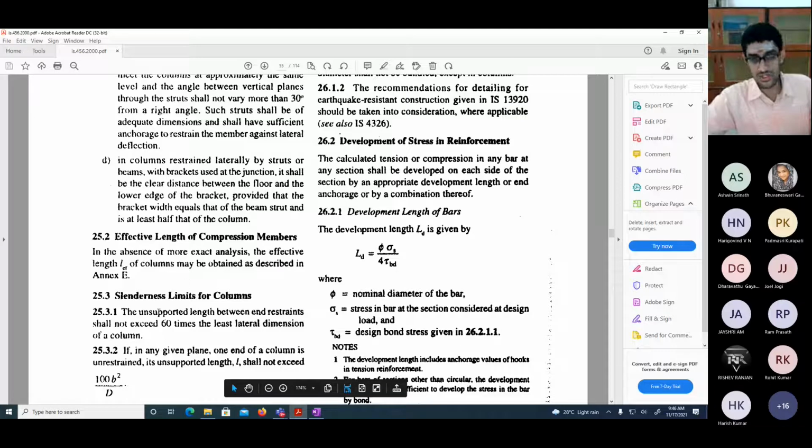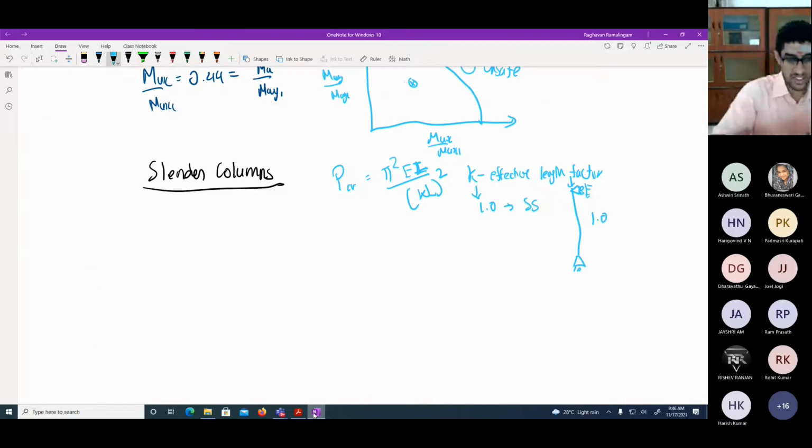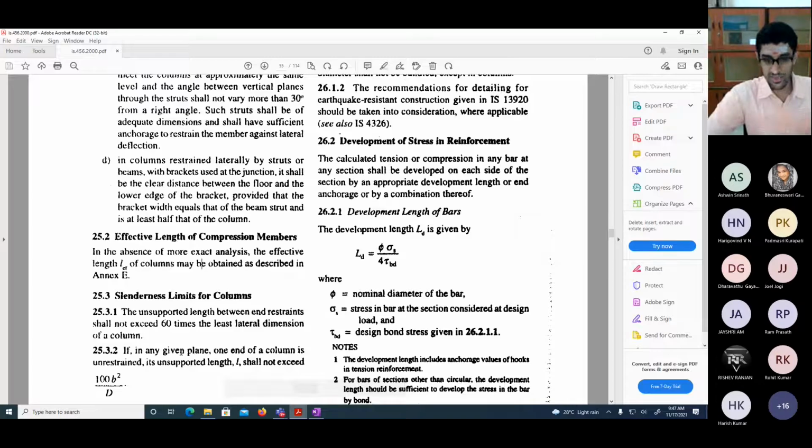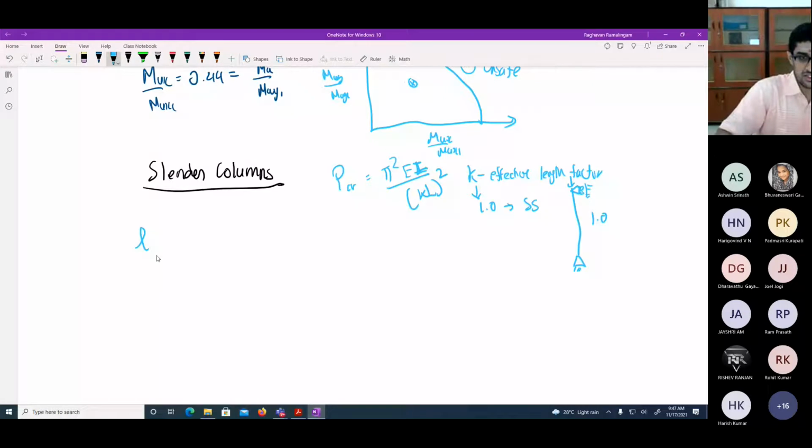So sticking with cylinder columns, we have this condition that whatever be the case, the length between the restraints should not exceed 60 times the lateral dimension. Meaning that in words it says that it's unsupported length, it's not effective length. You can read that. So the unsupported length, I'll say L0, should not exceed 60 times the least lateral dimension.